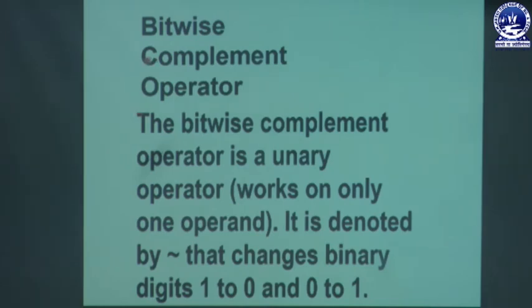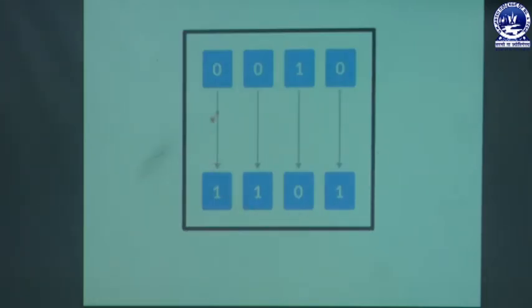Now, we will discuss the bitwise complement operator here. The bitwise complement operator is a unary operator, works on only one operand, and it is denoted by the tilde symbol, and it converts 0 to 1 and 1 to 0. This is the truth table. If the operand is 1, then the output will be 0, and in all other cases the output will be 1.